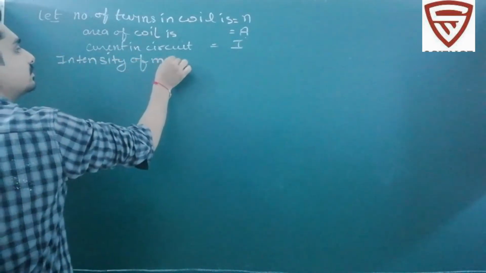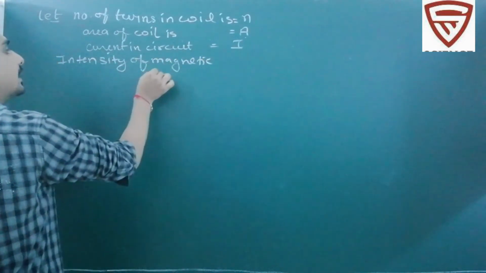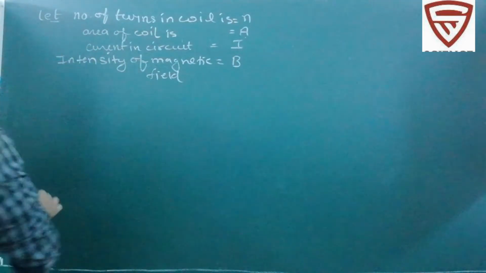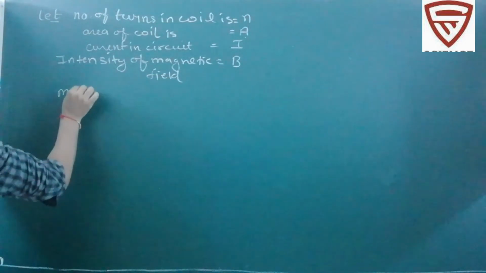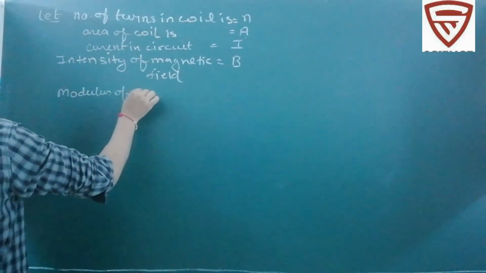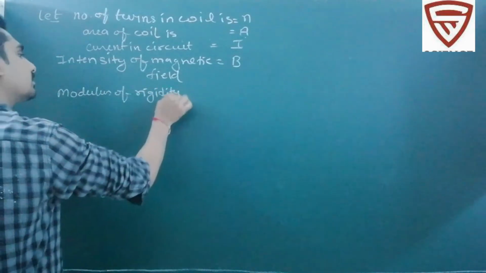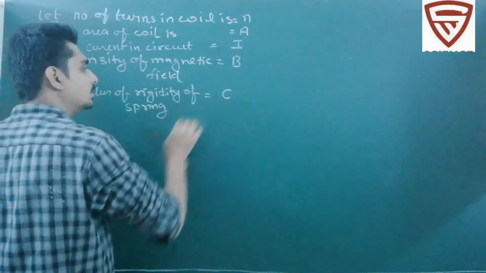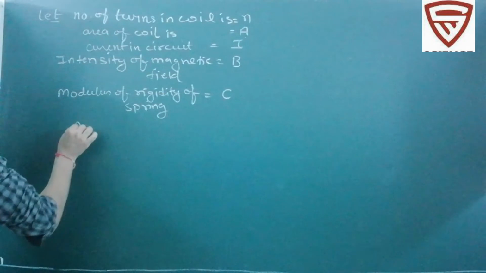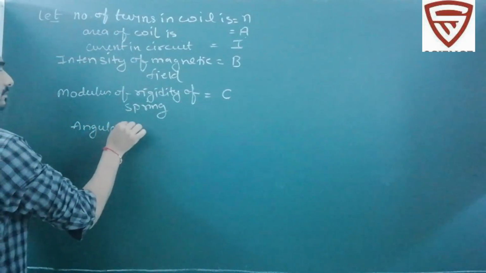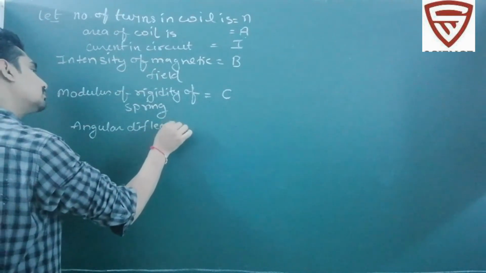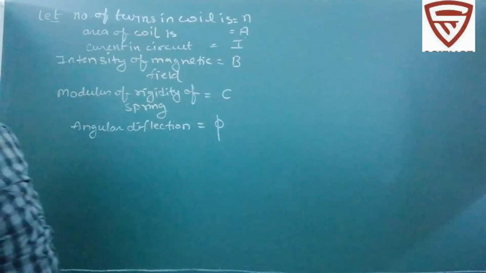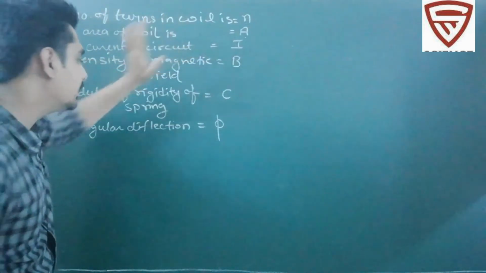The intensity of the magnetic field is B, and for the spring, the modulus of rigidity is equal to C, and the angular deflection is phi.